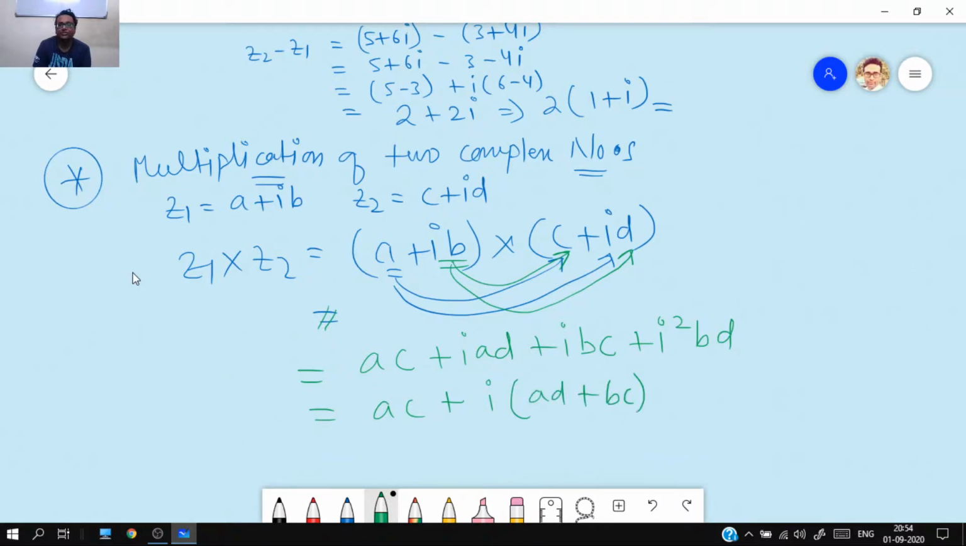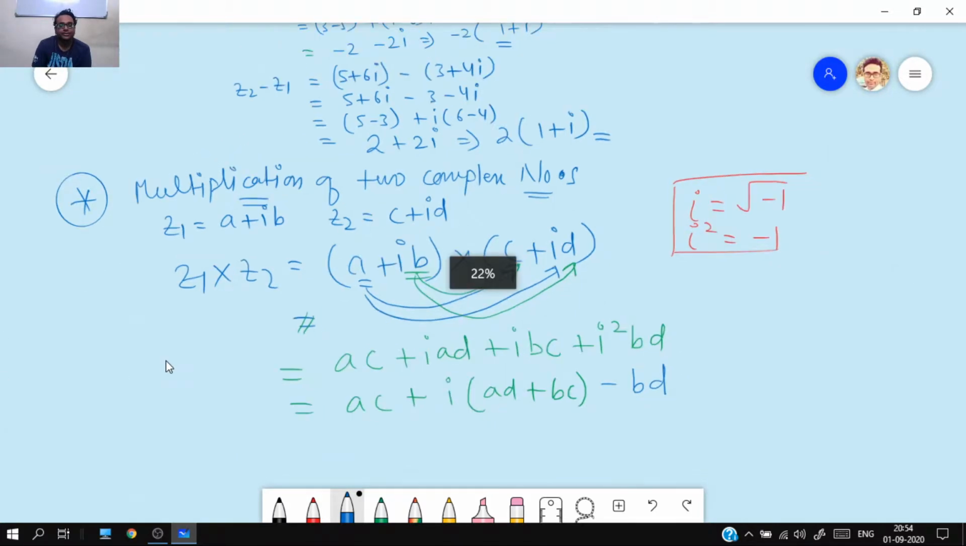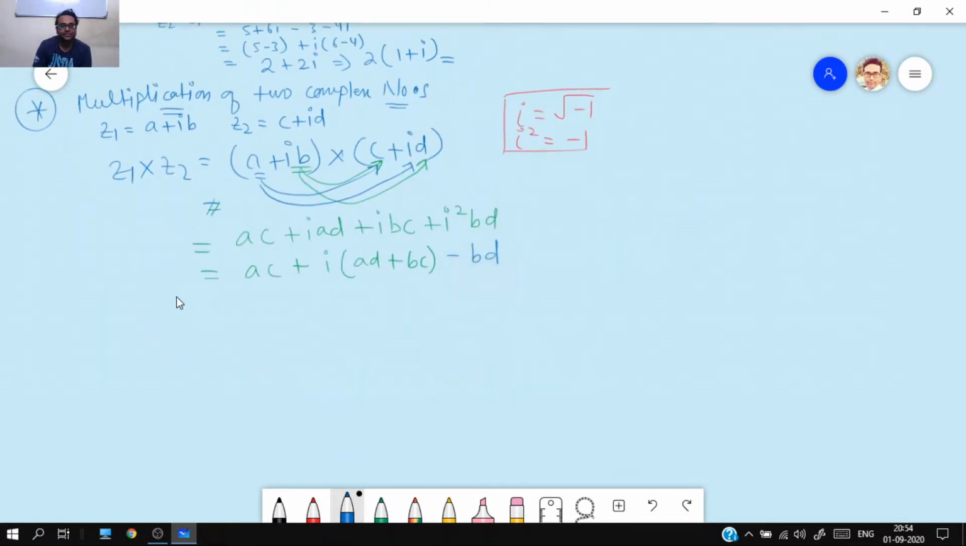And what is the value of i square? See, i is equal to under root minus 1. So i square is equal to, squaring both sides, we get minus 1. So we can replace this by minus 1, minus bd. I hope I am clear with this.